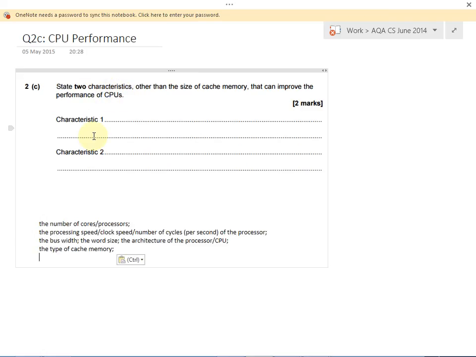So these are the things the exam board would accept. There are others, but these are the ones you'd get marks for. 2 marks up for grabs, 1 mark for each difference, each characteristic. So let's talk through each one. First of all, the number of cores or processors.